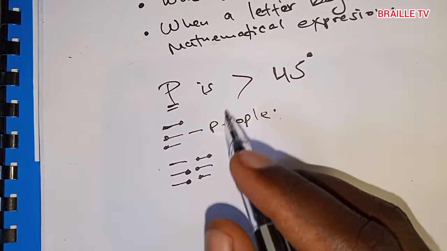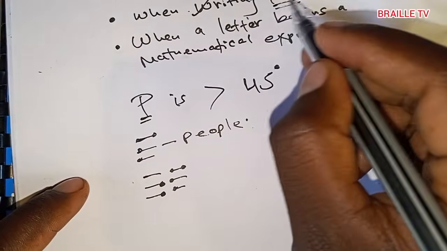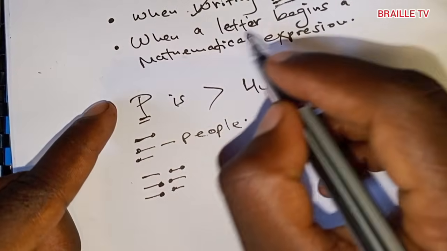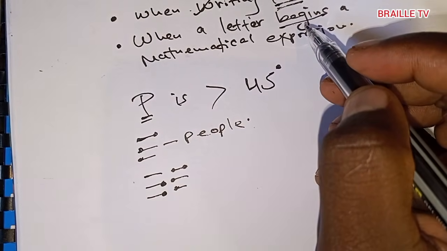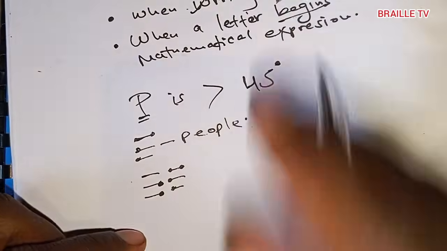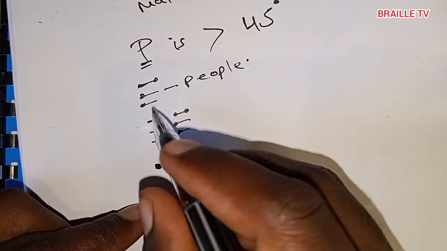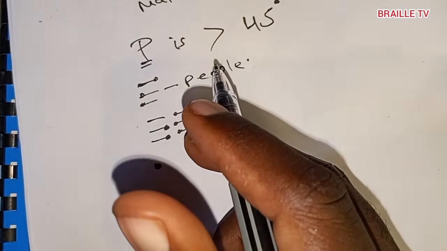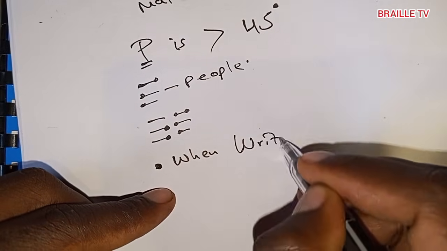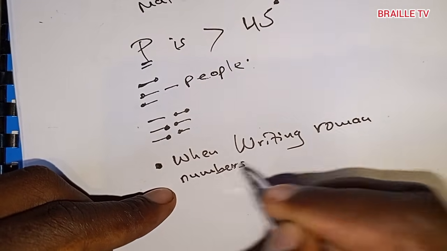So that is it. Somebody will ask, what's the difference between the first one and the second one? Remember, here we use the word alone. This alone can be anywhere. It can be at the beginning, it can be at the end, it can be somewhere in the middle. But here we say it when a letter begins. It begins a word while standing alone. When a letter begins. Again, when writing Roman numbers, this one is very common even. If you want to write a Roman number, here is another reason why we use a letter sign in mathematics, or instances where we use a letter sign: it is when writing Roman numbers in Braille.